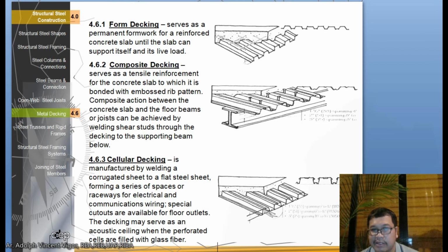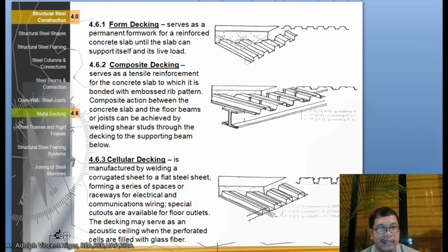Then what you have here is what you call cellular decking, which is manufactured by welding a corrugated sheet to a flat steel sheet, forming a series of spaces or raceways for electrical and communications wiring. Special cutouts are available for floor outlets, and the decking may serve as an acoustic ceiling when the perforated cells are filled with glass fiber.